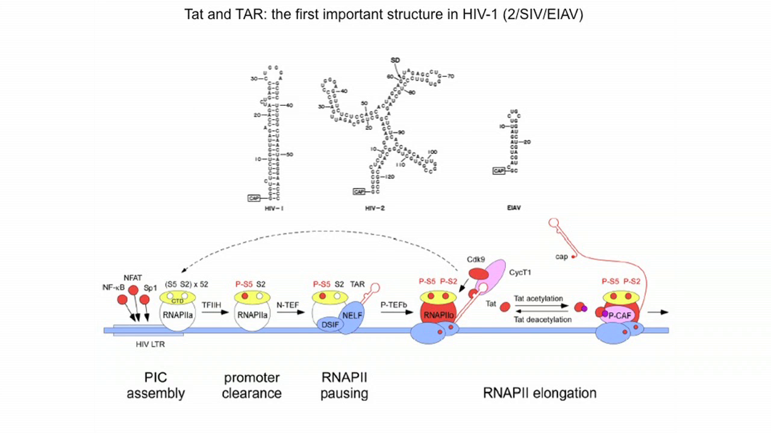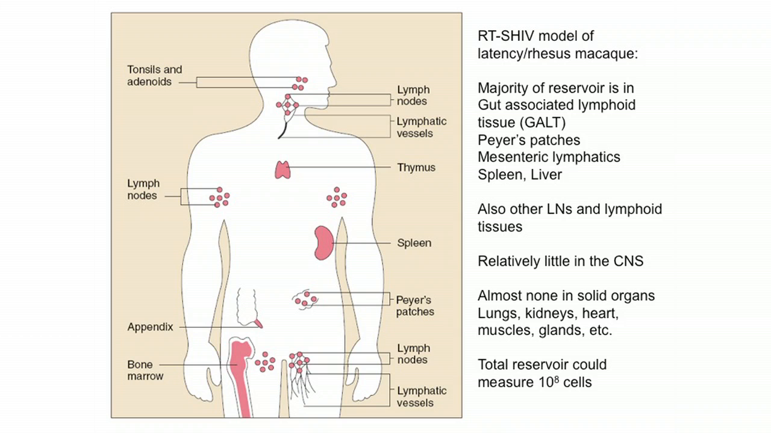And together with Paul Lucy, we have started to do initial studies on where the reservoir actually is in monkeys which have been optimally treated with HART. And this was a trial of HDAC inhibitor and prostratin in addition to three nucleoside inhibitors or non-nucleoside inhibitors for RT.